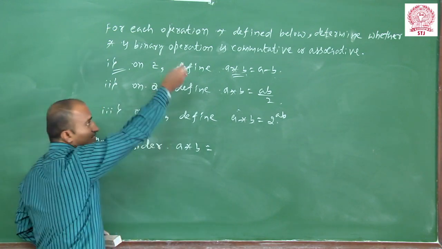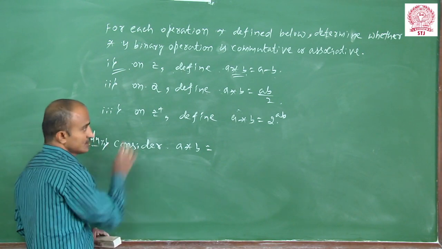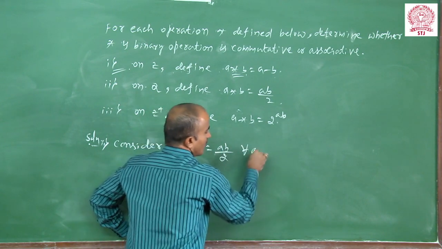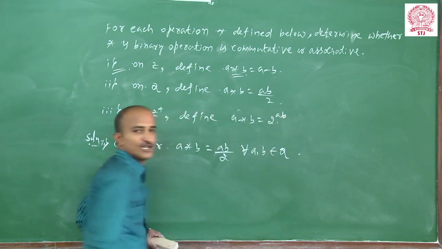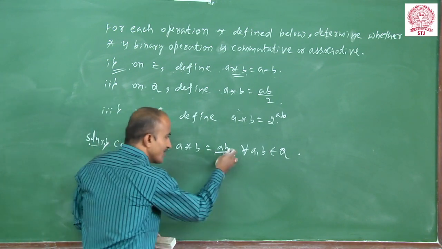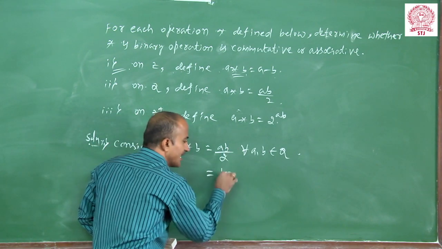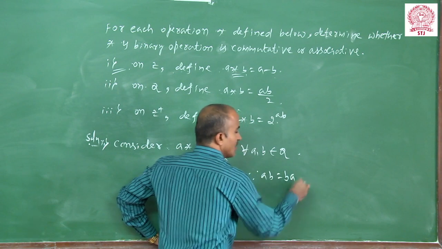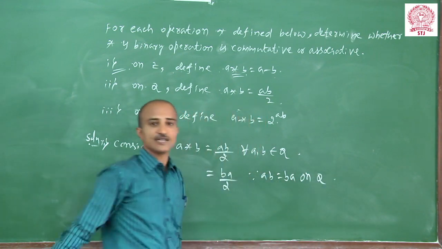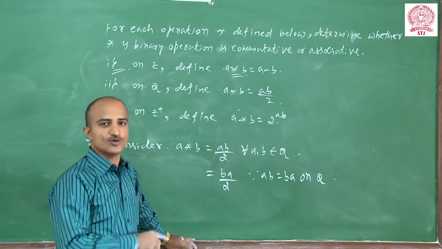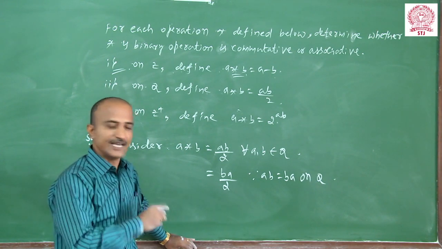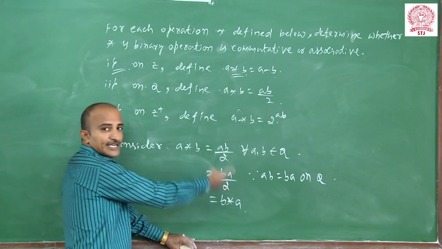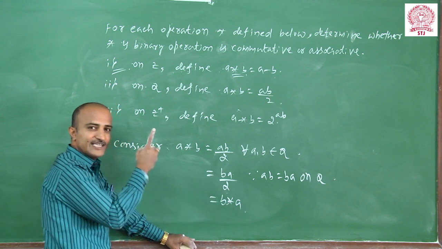So then, to examine the commutativity of the star, a star b equals ab by 2 for all a, b belongs to Q. Now we can rewrite ab as ba by 2 because ab equals ba on Q. On the set of rational numbers, the commutative property holds good. Therefore, ab can be rewritten as ba, and ba by 2 is nothing but b star a. When a star b equals b star a, clearly that star is commutative.